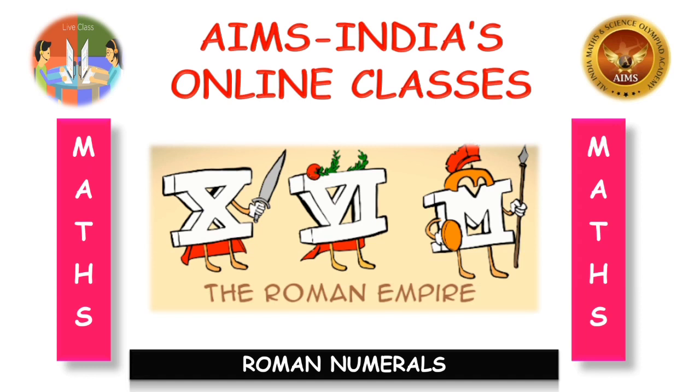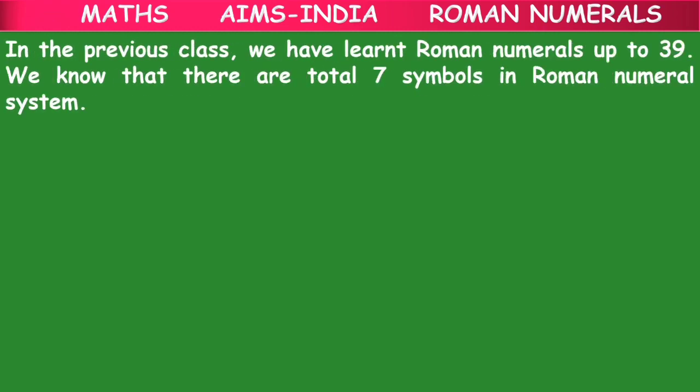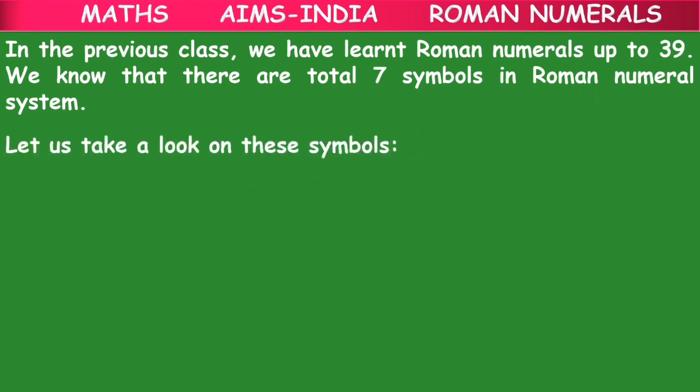In today's class, we'll be learning about Roman numerals. What are we learning about, children? About Roman numerals. In the previous classes, we have learned Roman numerals up to 39. By previous classes, I mean in your third class and your fourth class, you have already learned about Roman numerals up to 39. We know that there are total 7 symbols in Roman numeral system.